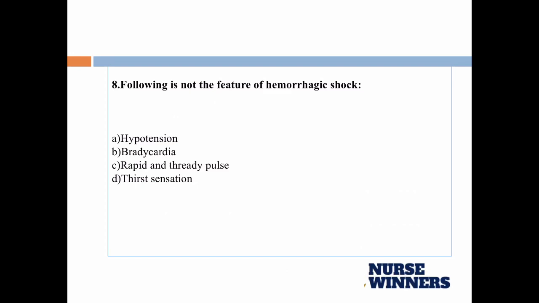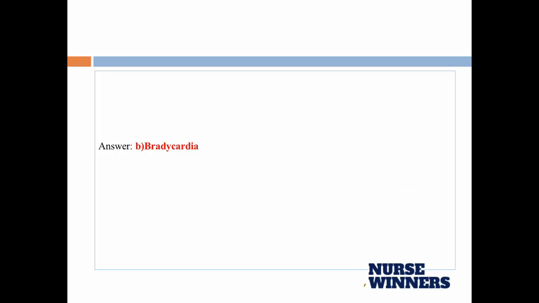Eighth question, the following is not a feature of hemorrhagic shock. Options: A. hypotension, B. bradycardia, C. rapid and thready pulse, D. thirst sensation. Answer B. bradycardia.